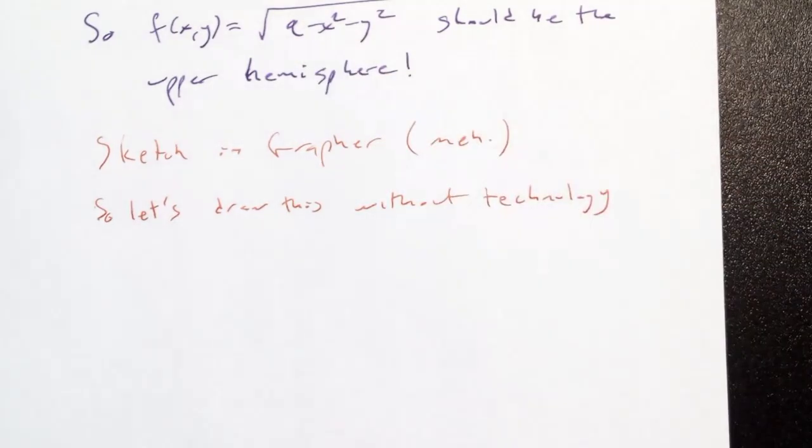I'm going to take this equation and I'm going to cut it. I'm going to slice it, but I'm going to slice it parallel to the XY direction at different heights. And if I can figure out what's going on at each height, then I know what this graph looks like by stacking all of those shapes one on top of the other.